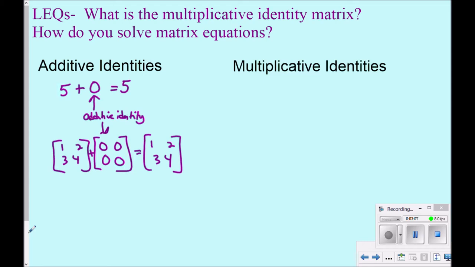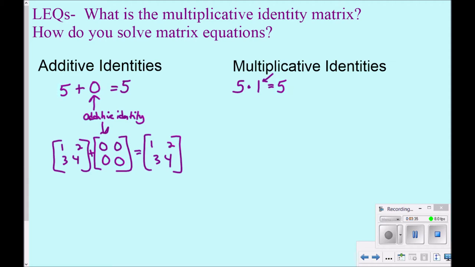Now, multiplicative identities. We talked about this just a little bit yesterday. If I have a number, 5, and I multiply it by the multiplicative identity, I should get back the same number that I started with. So we know that number is 1. So the multiplicative identity in terms of numbers is the number 1.